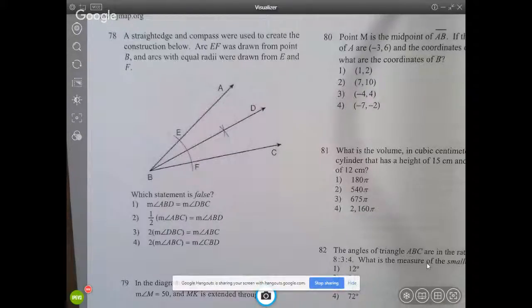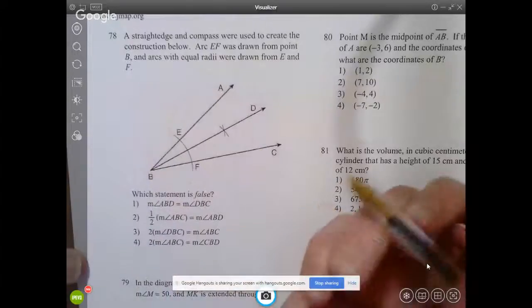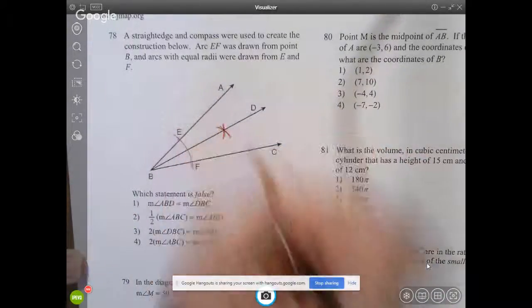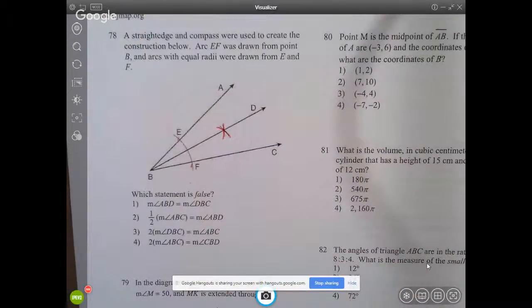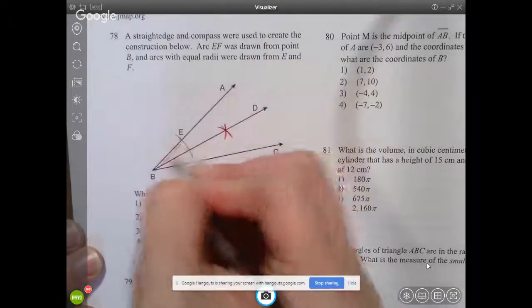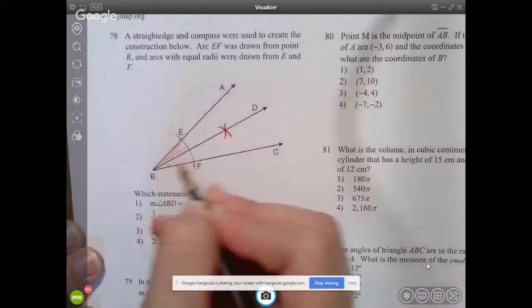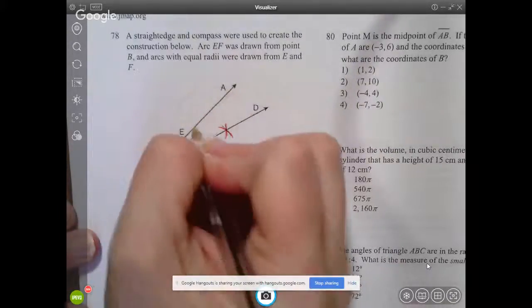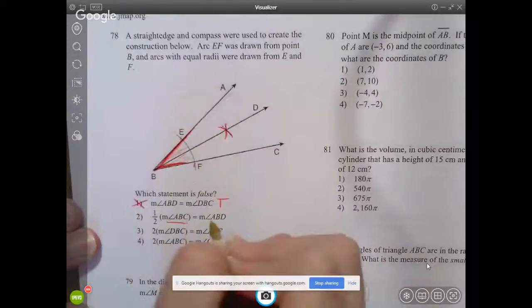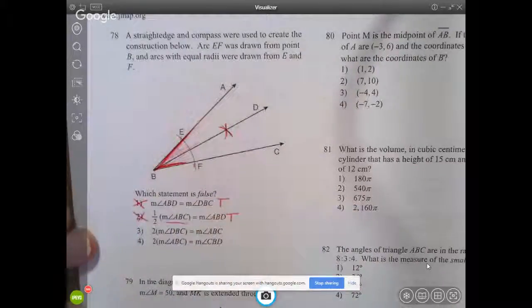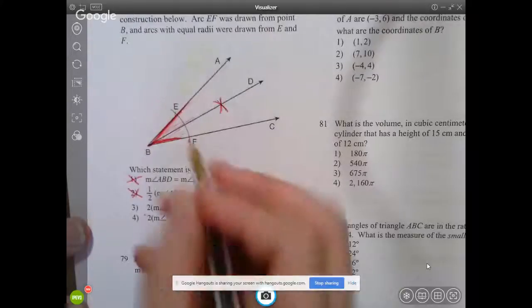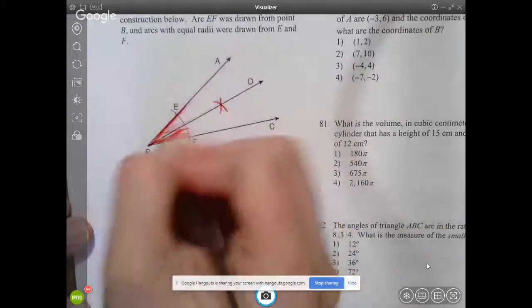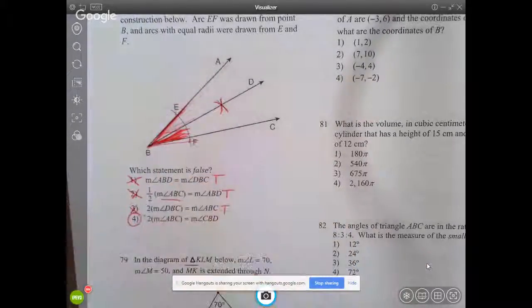So 78, a straight edge and compass were used to create the construction below. Arc EF was drawn from point B, and arcs with equal radii were drawn from E and F. So which is false? The measure of angle ABD, so this angle, equals the measure of DBC, this angle. Well, that's true. So it's not going to be 1. Half of ABC, ABC is the biggest angle. Half of ABC equals ABD. That's also true. 2 times the measure of DBC, so 2 small angles equal 1 big angle. That's true. So it's got to be 4.